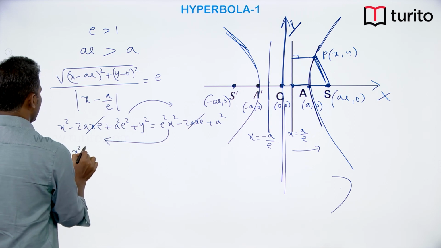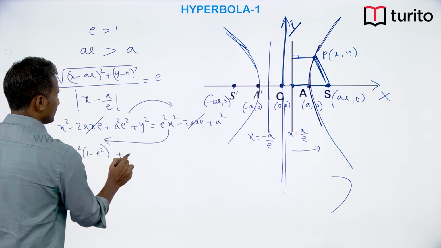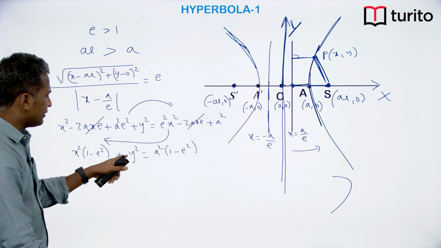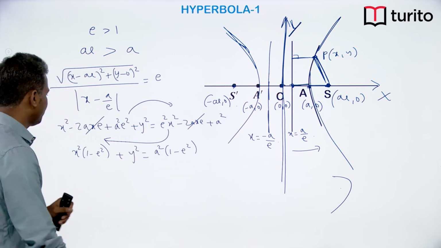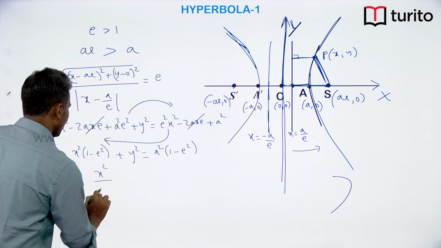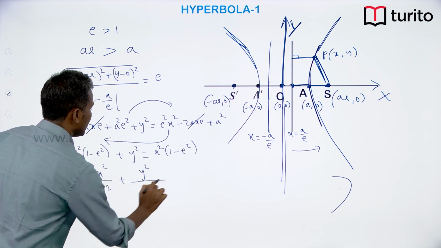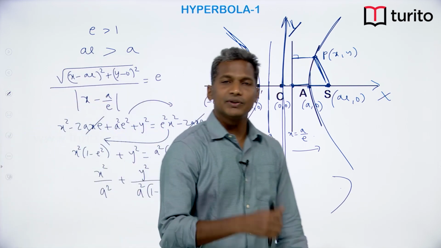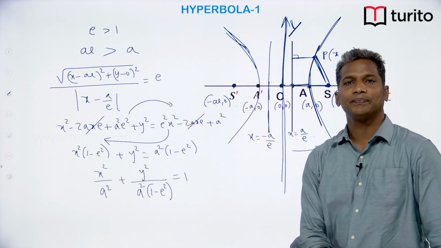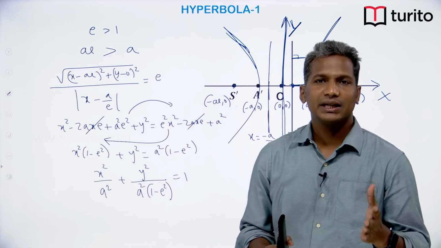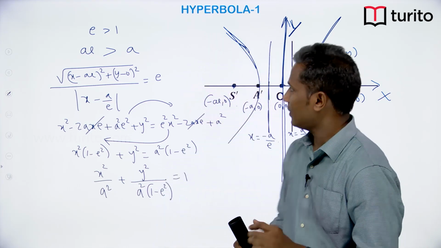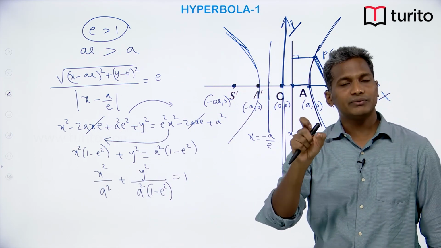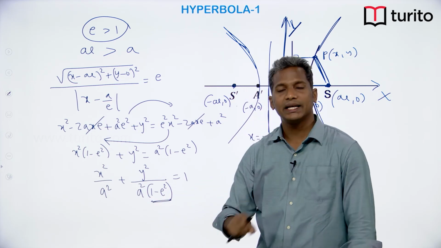So, what do we get? x square into (1 minus E square) plus y square is equal to A square into (1 minus E square). Now, if I divide with A square into (1 minus E square), what do I get? x square by A square plus y square by A square into (1 minus E square) equal to 1. If you notice, we have got the same equation, but the only difference is E is now greater than 1. Because E is greater than 1, E square minus 1 is positive and 1 minus E square is negative.